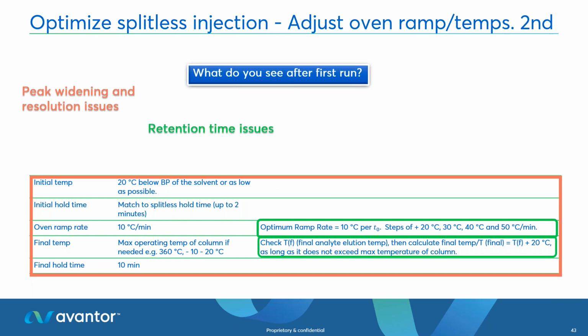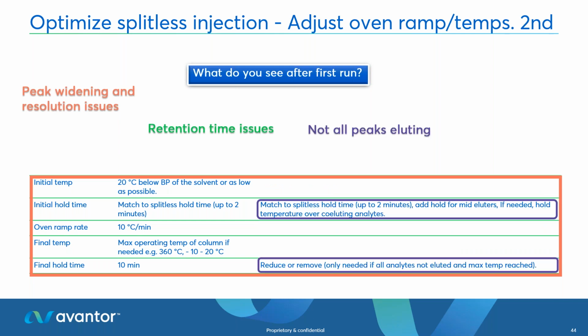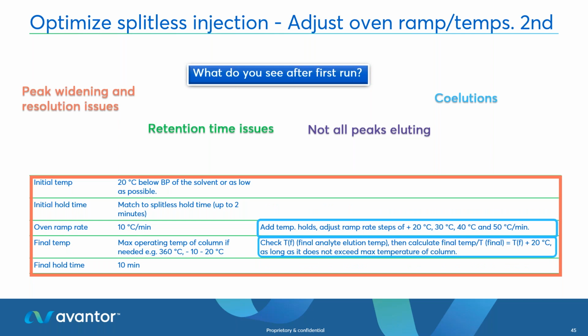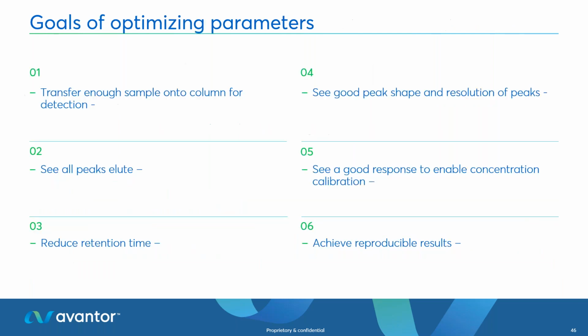The same goes again for the retention time issues that we mentioned before. If not all the peaks are eluting, again, double check that you're matching the initial hold time of the injection. And then the final hold time, make sure you're not losing any of the late eluters at the end of the run, giving plenty of time for them to elute. Co-elutions again, you can add some temperature holds, adjust the ramp rate, and check the final temperature of the last eluting peak.